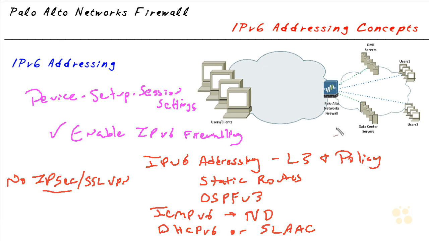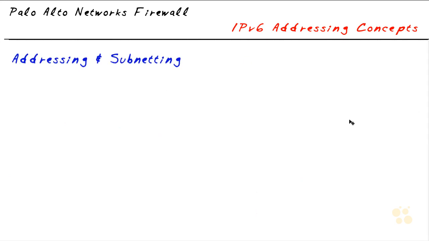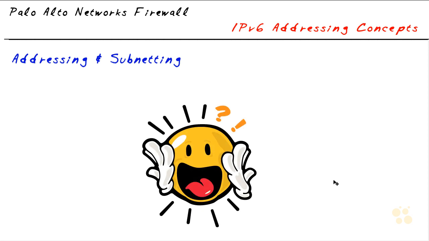I really want to go ahead and get started with the addressing and subnetting. Honestly, subnetting from a conceptual standpoint works the same in IPv6 as it does for everybody else. But one of the things we have to remember is that we're going to have a whole lot of addresses here.